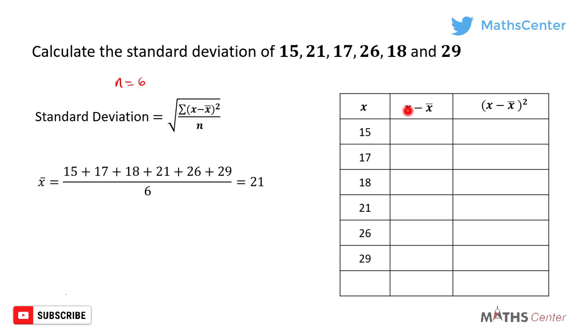This column is x minus the mean of x. So we will take each of these values and then we will subtract 21 from it. So the first one will be 15 minus 21. That will give us negative 6. The next one will be 17 minus 21. That will give us negative 4. The next one will be 18 minus 21. That will give us negative 3.